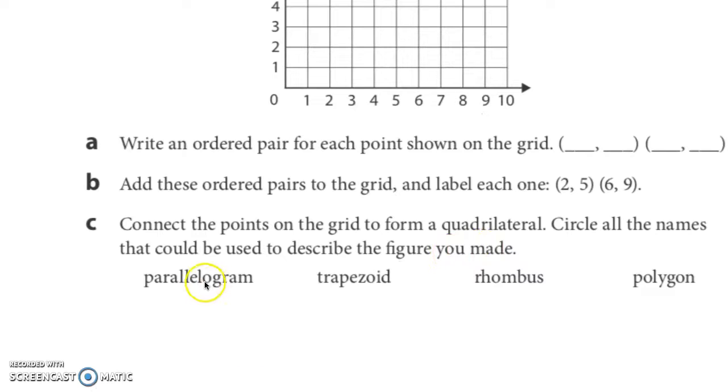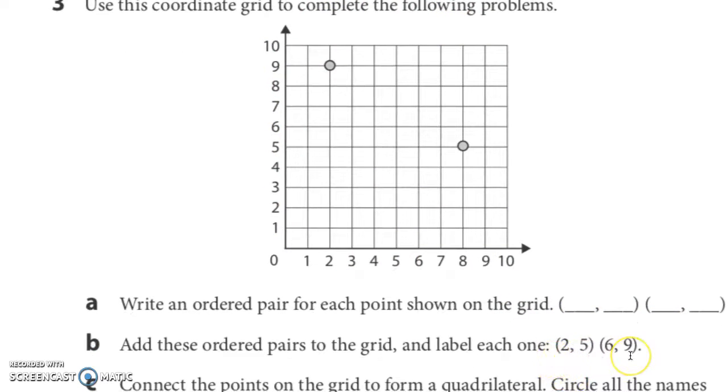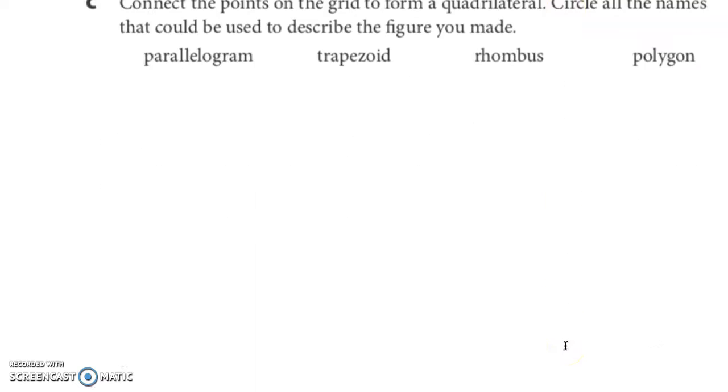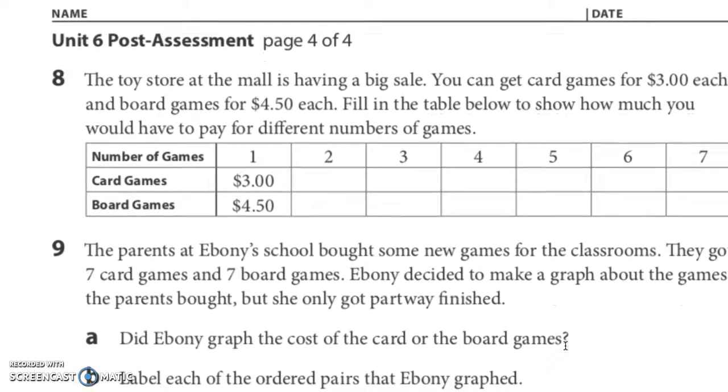So you're going to look, is it a parallelogram? If it is, circle it. A trapezoid, a rhombus, a polygon. Circle the ones that could describe the shape that you form once you have plotted your other coordinates on the grid. You should have a total of 4 coordinates. So these 2 and then the 2 that you actually plot. Let's move on. You'll next move on to number 8.